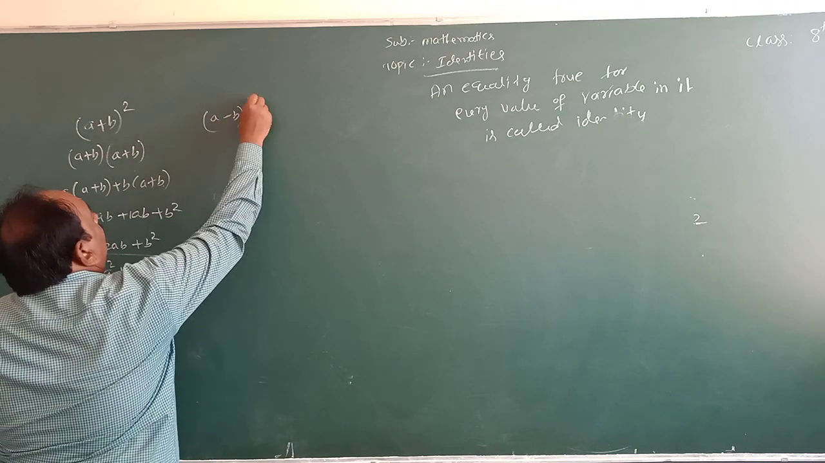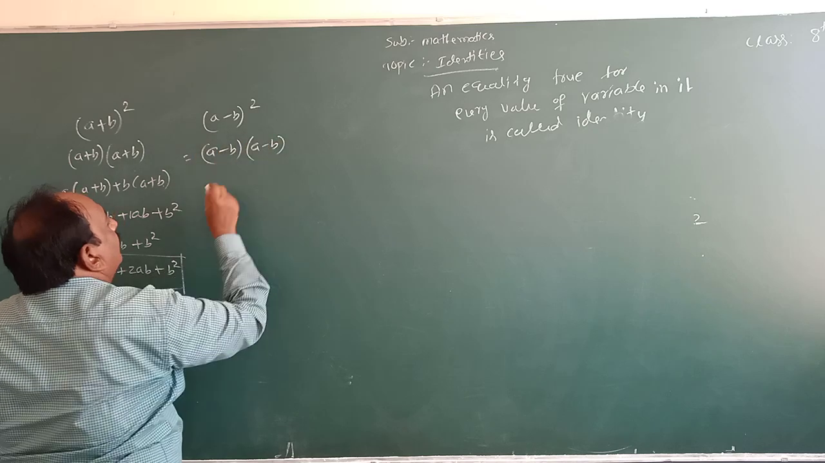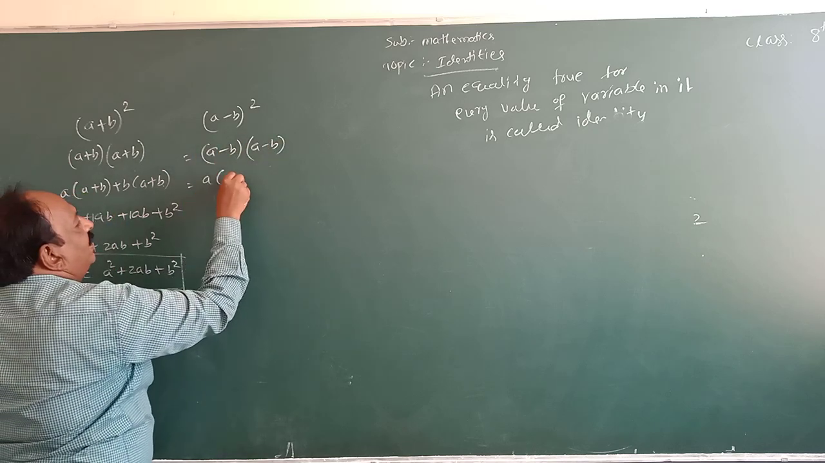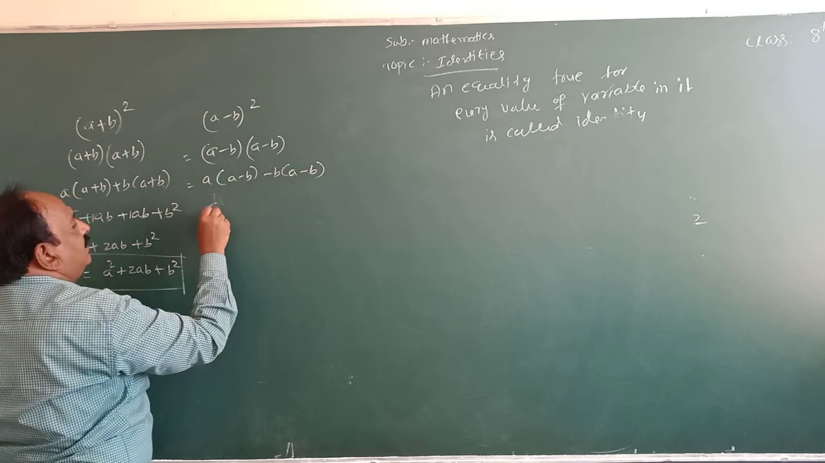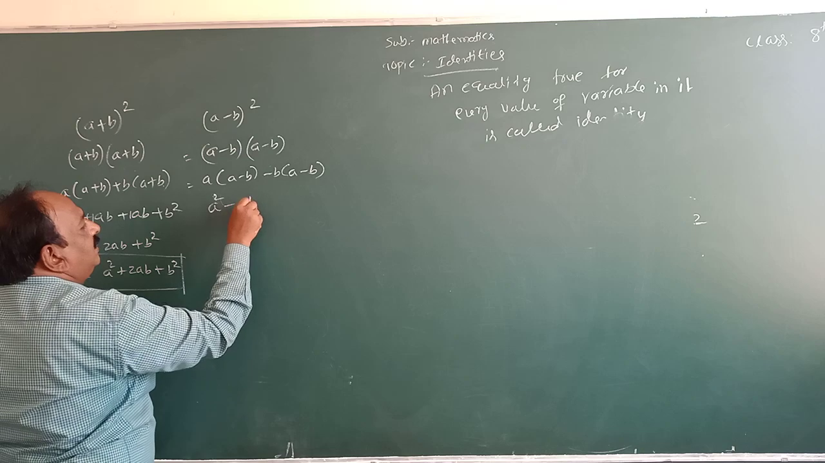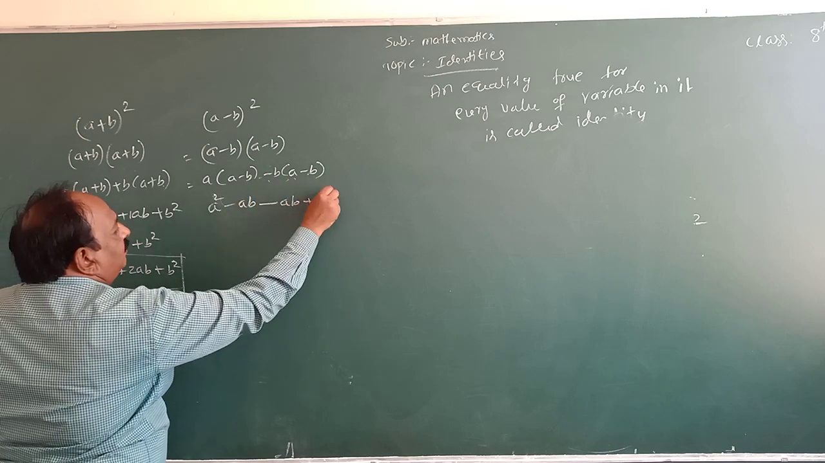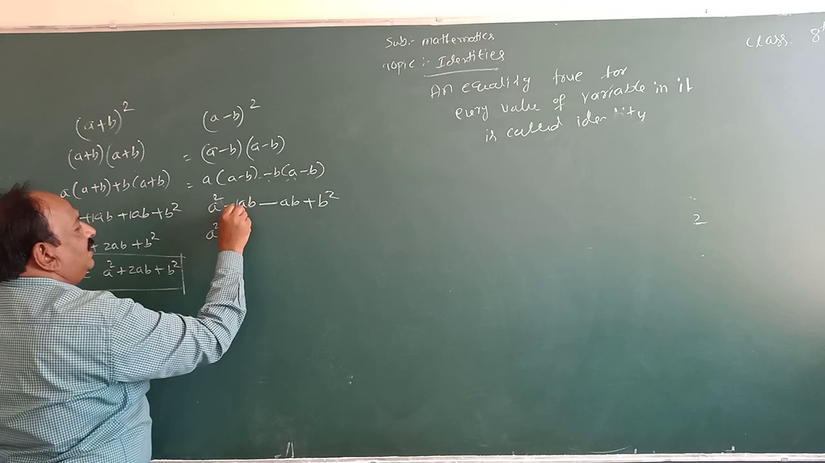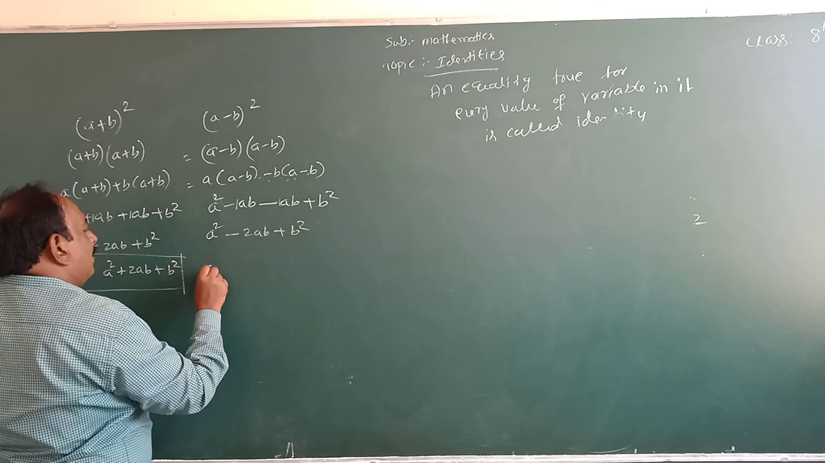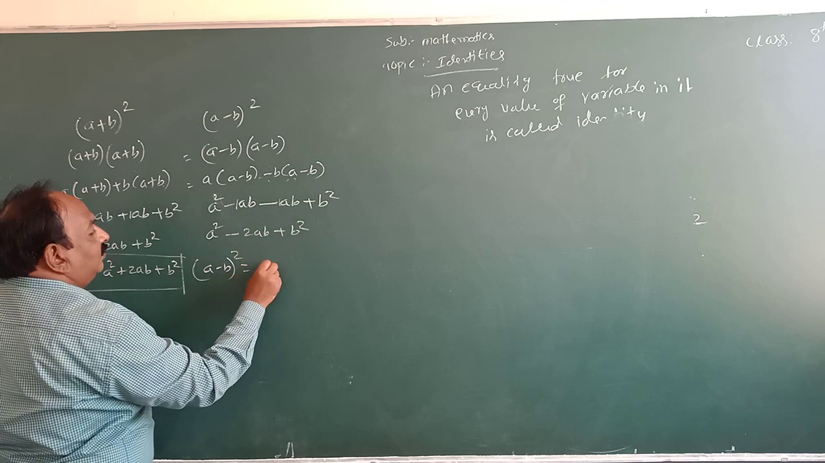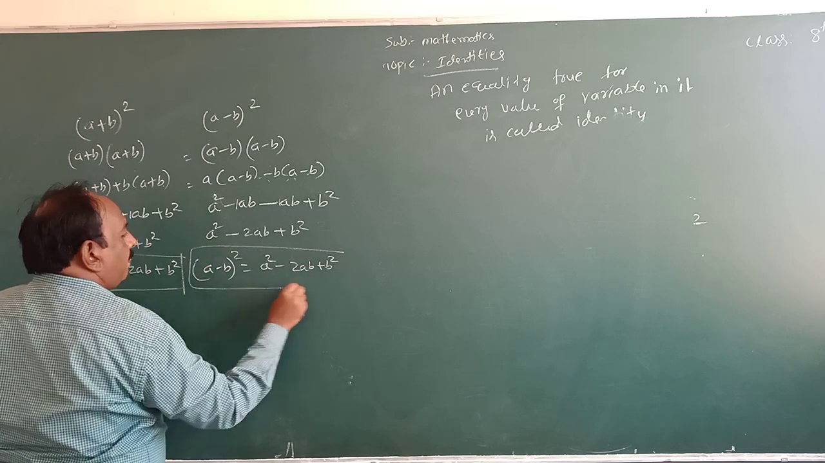Next, (a - b)² can be written as (a - b)(a - b), which is a(a - b) - b(a - b). a times a is a², a times b is ab with a minus sign, then minus b times a is minus ab, and minus times minus gives plus b². So a² - ab - ab + b² = a² - 2ab + b². (a - b)² = a² - 2ab + b².